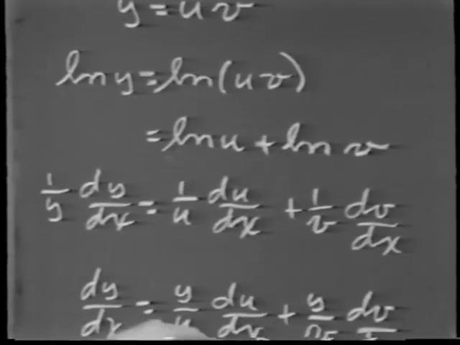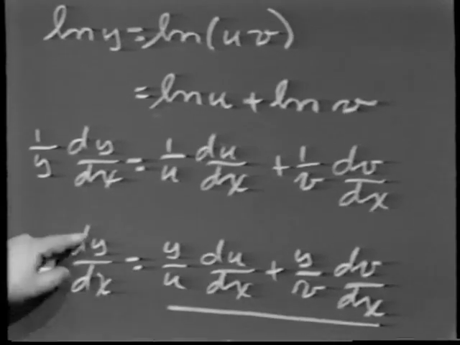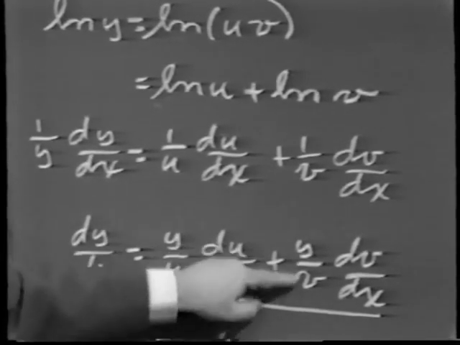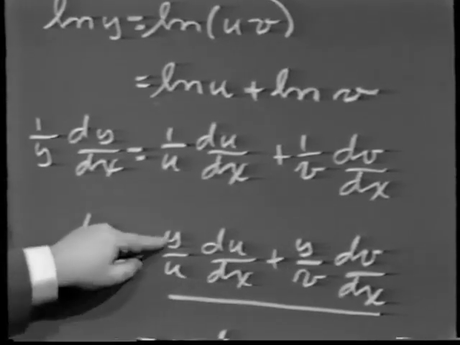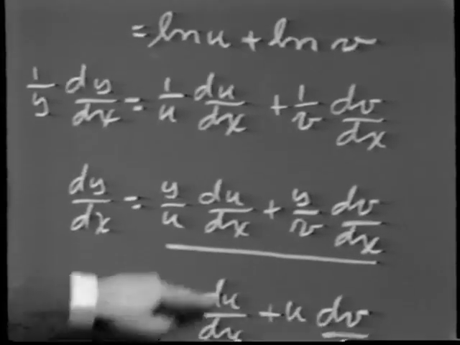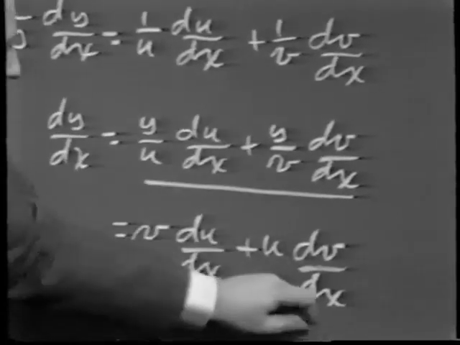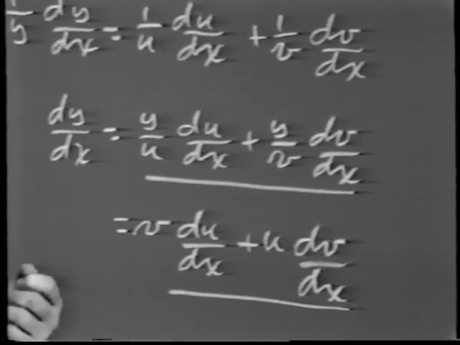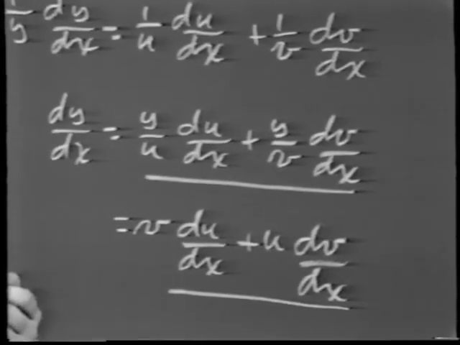And now multiplying through by y, I have obtained that dy dx is y over u du dx plus y over v dv dx. But remembering that y is equal to u times v, this becomes v du dx plus u dv dx. And we have arrived at the familiar product rule using logarithmic differentiation.